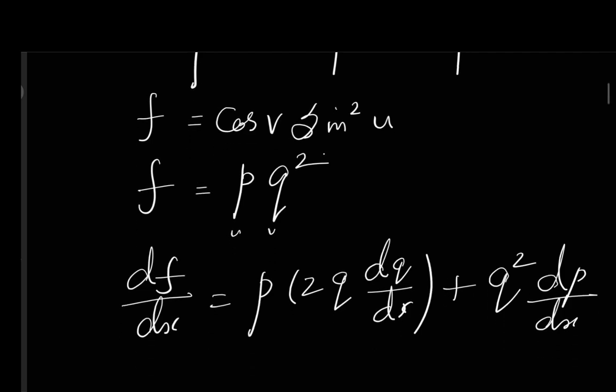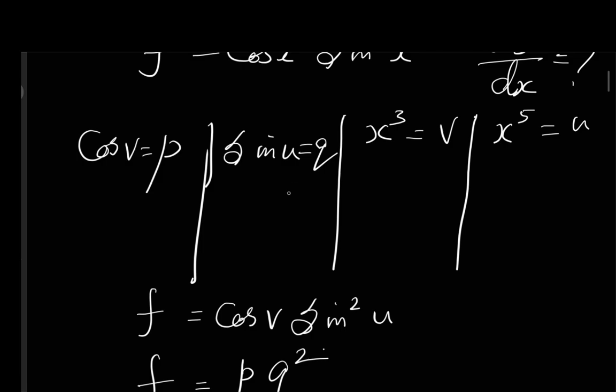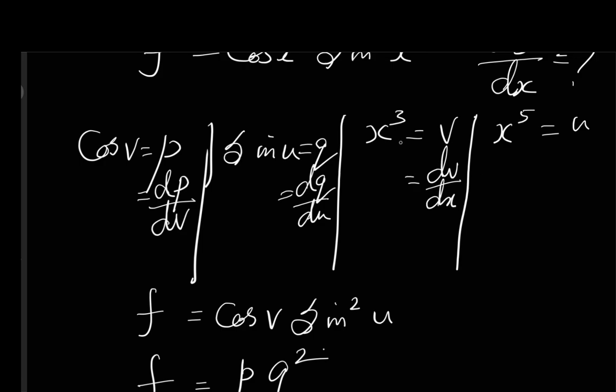So see here, this is 2pq. What about dq by dx? See, q is a function of u, so I can differentiate q with respect to u only. I can differentiate p with respect to v only. But v I can differentiate with respect to x, because v is a function of x: 3x². So u is a function of x, so I can find du by dx is 5x⁴.